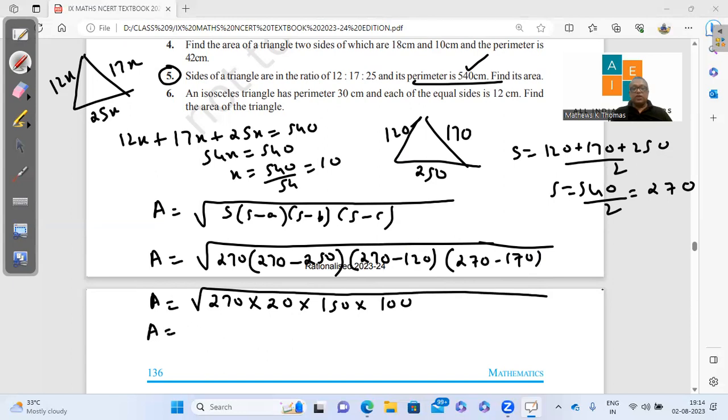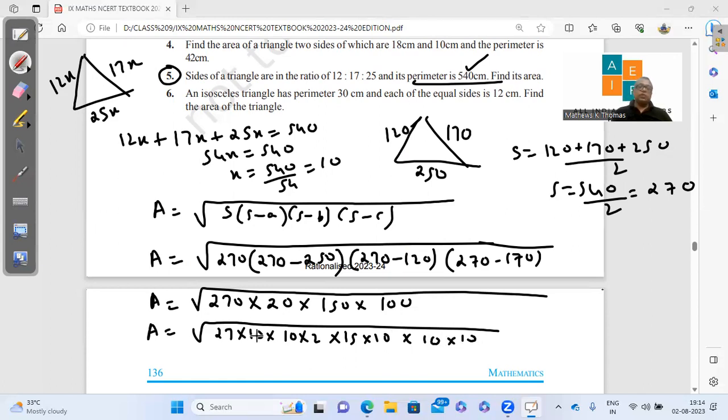Now I'm going to find the factors. This is 27 into 10. 20 can be written as 10 into 2. This can be written as 15 into 10, and 100 can be written as 10 into 10. Now we'll make groups. So 2 10s I can see is coming out. So 10 into 10 is out. Inside we are left with 27. We are left with 2. We are left with 15. And we are also left with the 10.